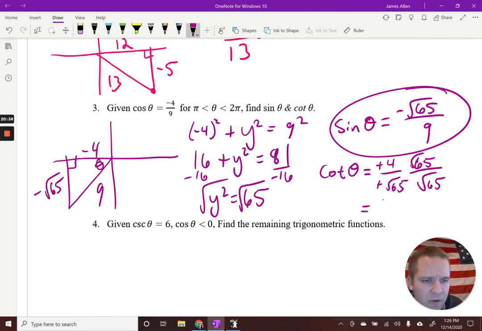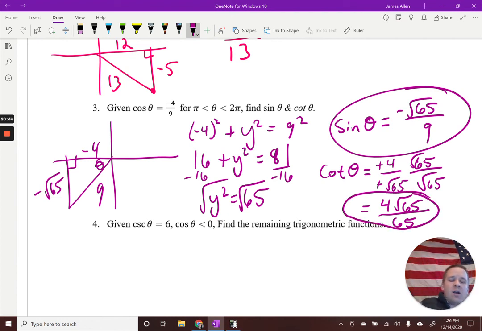And I'm going to end up with 4 root 65 divided by 65. And if you could simplify, you would. But this one you cannot simplify. So we are done with this one.